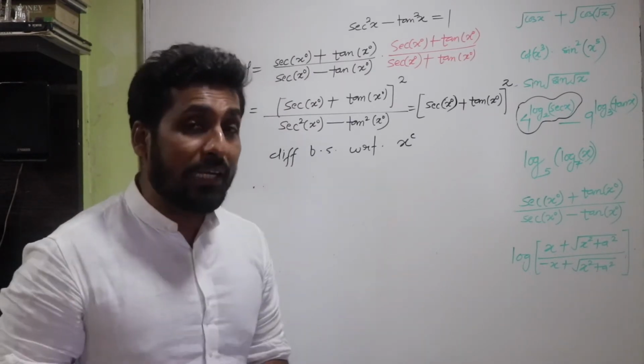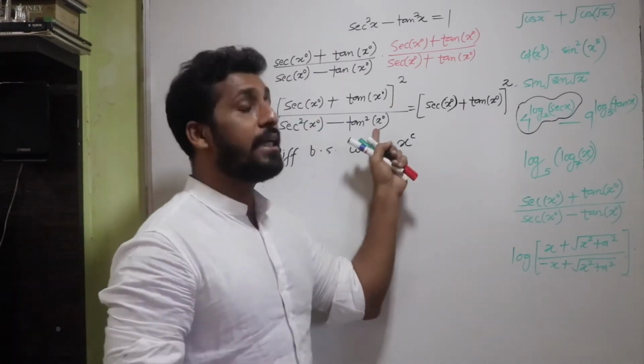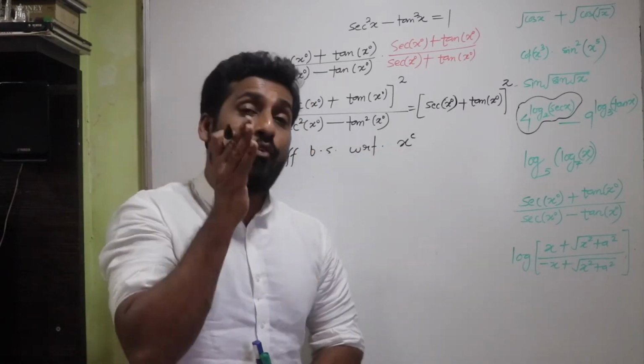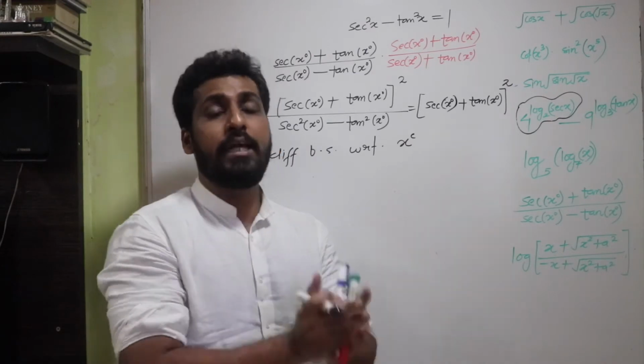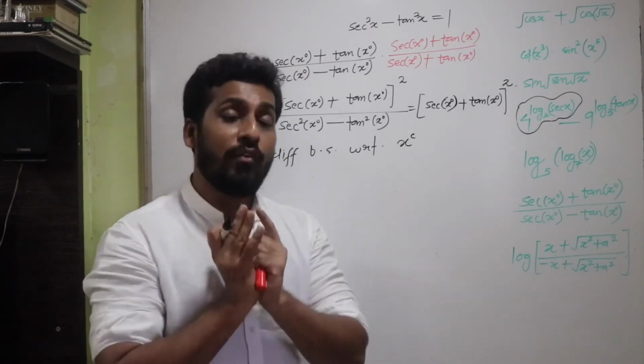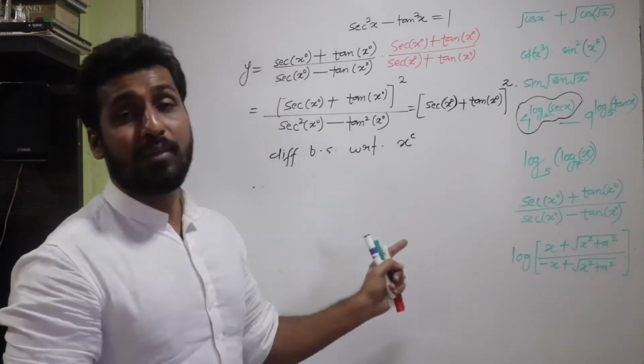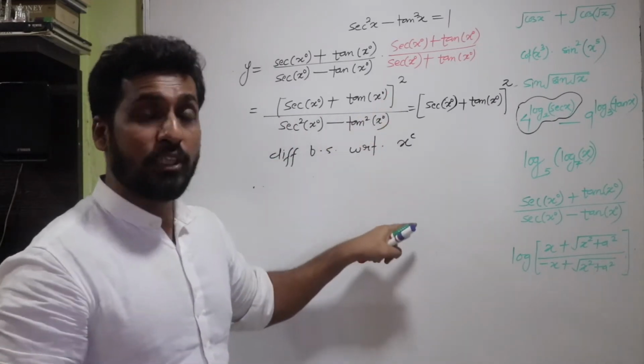If it is not given in radians, as in this case it was degrees, your first point should be to change the degree into radian. We will be doing it. Let's wait for some time. Before that, let's try and differentiate these things.